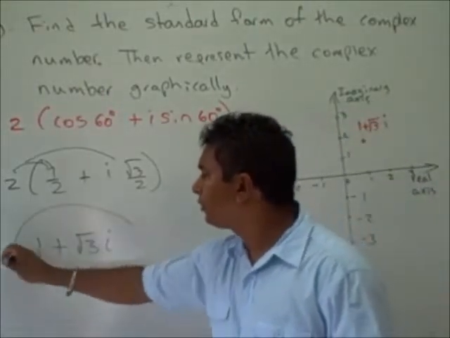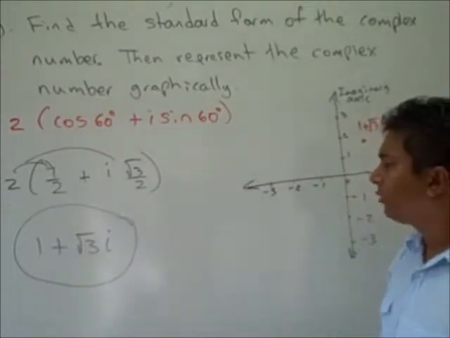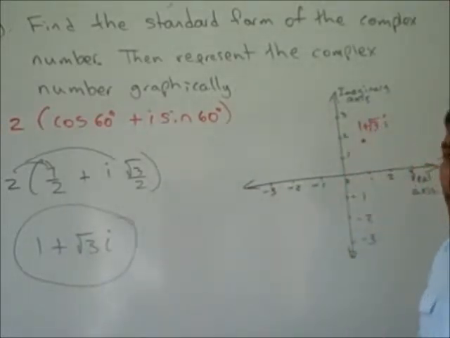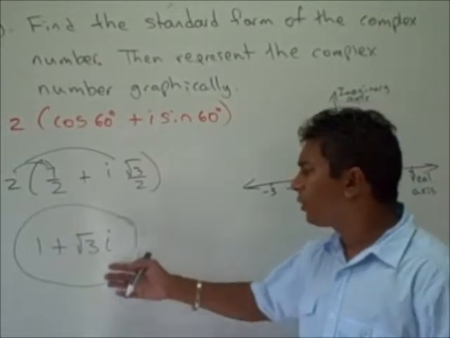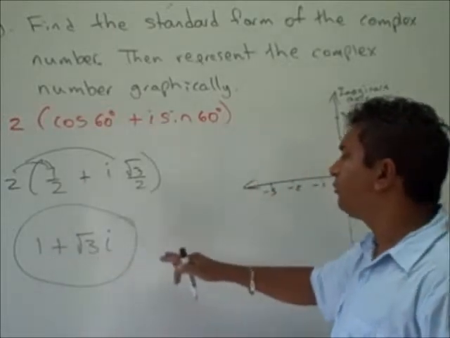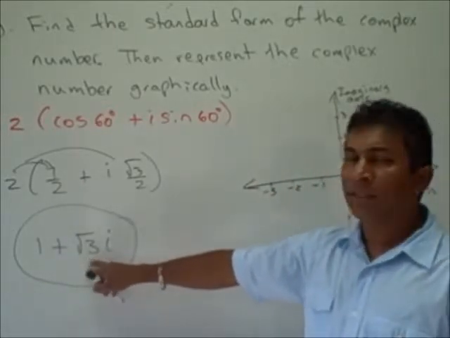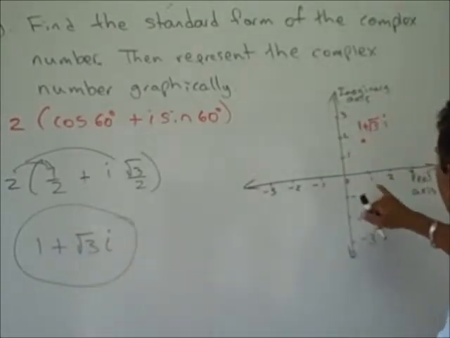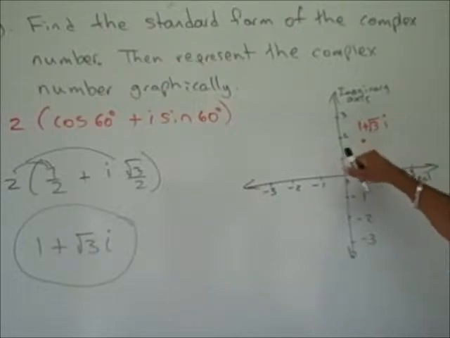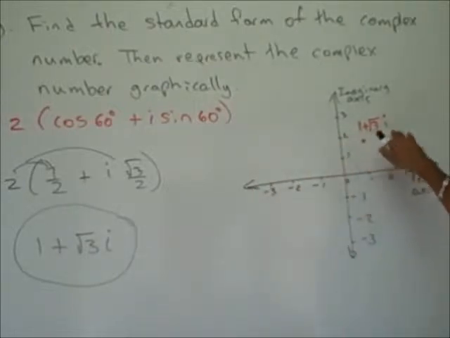So here's our complex number in its standard form, the form of a plus bi, where a is equal to 1 and b is equal to the square root of 3. Now we need to graph this. So our a is a positive 1 and our b is a positive square root of 3. So we have 1, the square root of 3 is approximately 1.7. So here we have graphically our complex number 1 plus the square root of 3 times I.